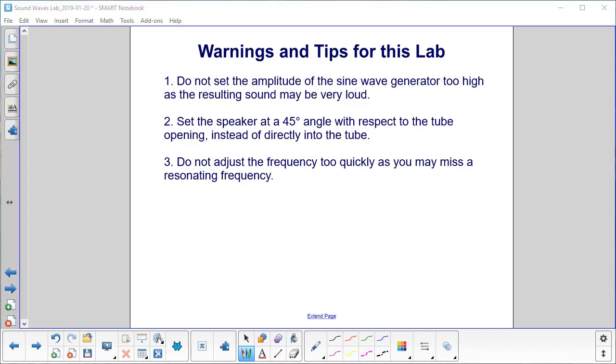Some warnings and tips. Do not set the amplitude of the sine wave generator too high, as the resulting sound may be very loud. Set the speaker at a 45-degree angle with respect to the tube opening instead of directly into the tube. And don't adjust the frequency too quickly, or you may miss a resonating frequency.